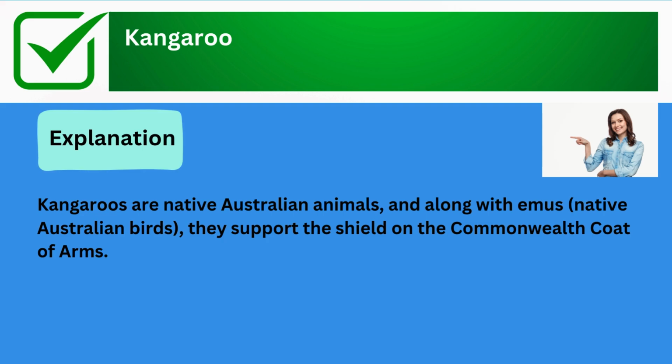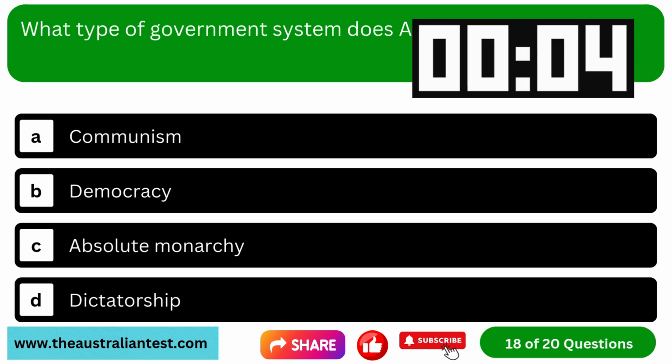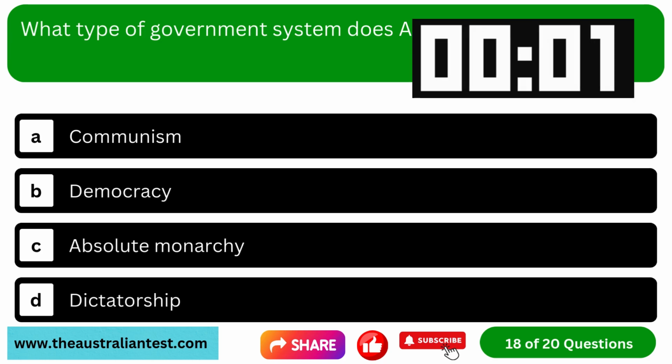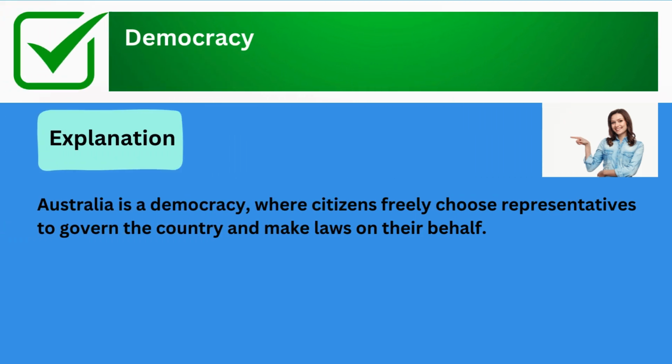Question 18, what type of government system does Australia have? Option A, communism. Option B, democracy. Option C, absolute monarchy. Option D, dictatorship. The correct answer is democracy. Explanation: Australia is a democracy where citizens freely choose representatives to govern the country and make laws on their behalf.